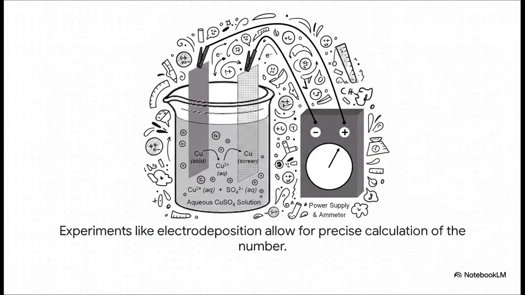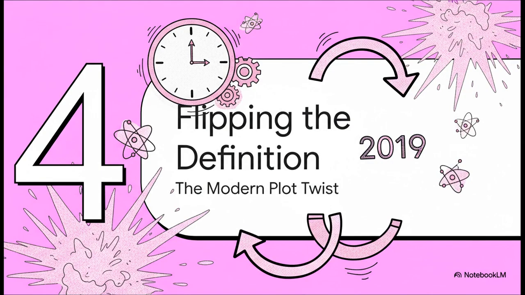Of course, science didn't stop there. Over the next 100 years or so, we got way, way better at measuring this number. Scientists came up with all sorts of clever new experiments, like this one here called electrodeposition. You basically pass electricity through a solution and count the atoms that stick to a surface by measuring the change in mass and charge. It's super precise, and just one of many ways we honed in on the value we know today.